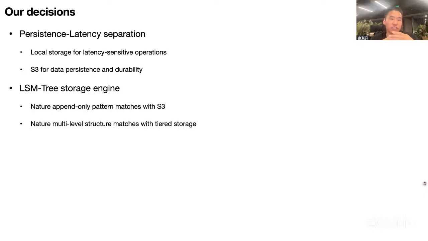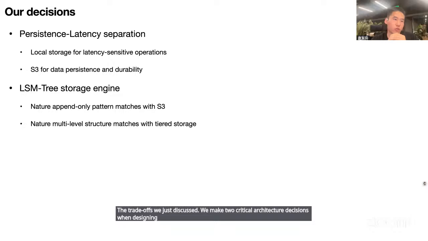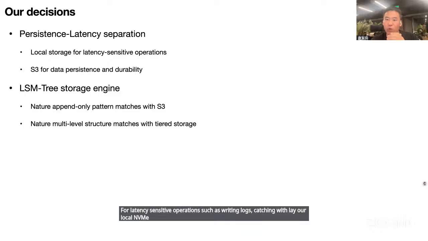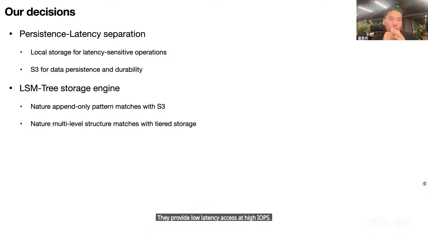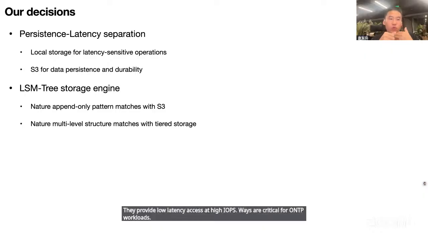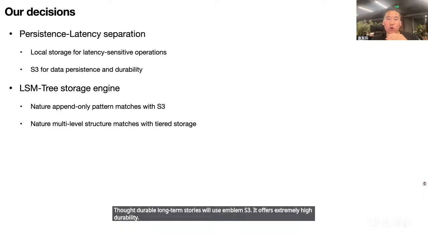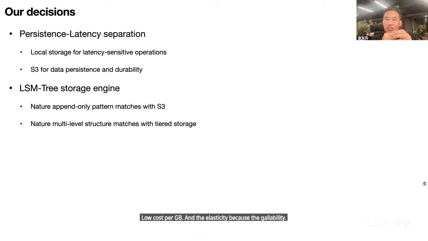Based on the trade-offs we just discussed, we made two critical architecture decisions when designing WeSQL. First, we introduced the persistence-latency separation method. For latency-sensitive operations, such as writing logs and caching, we rely on local NVMe SSDs. These provide low latency access at high IOPS, which are critical for OLTP workloads. For durable long-term storage, we use Amazon S3. It offers extremely high durability, low cost per GB, and elastic scalability. The design enables users to decouple compute from storage while keeping operational costs under control.